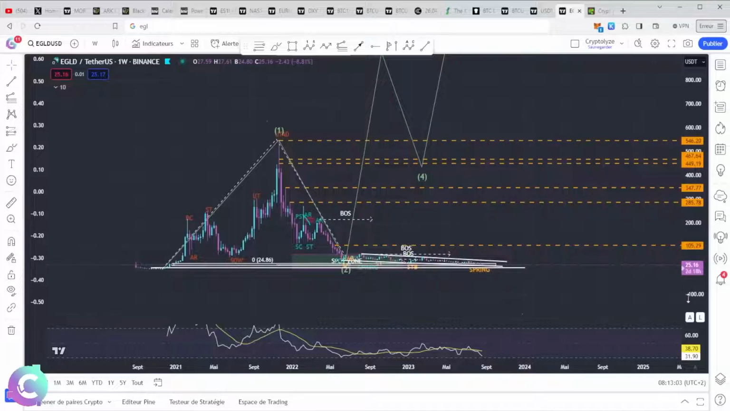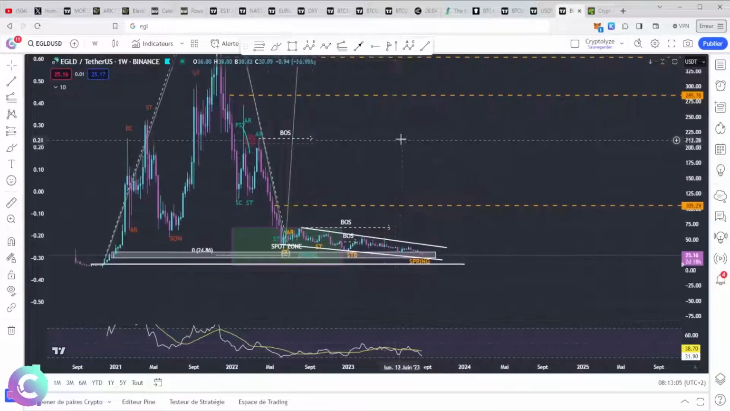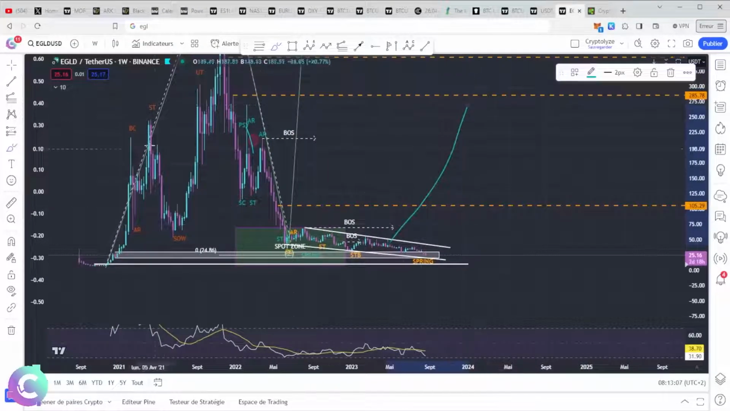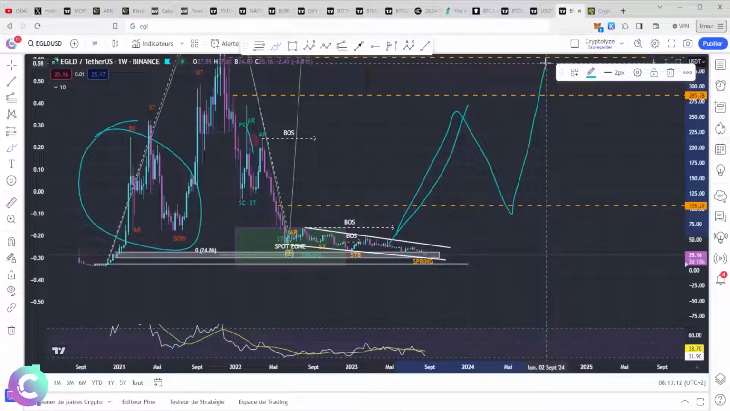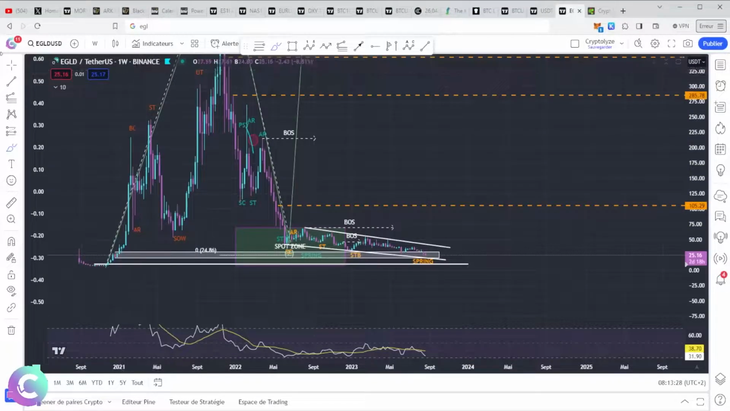Again, you have to prepare and also prepare for turbulence. We are not going to go straight up like that. We are going to have cycles like that with bullish accelerations, retracements, reaccelerations. We will have to wait, as usual, for investment.